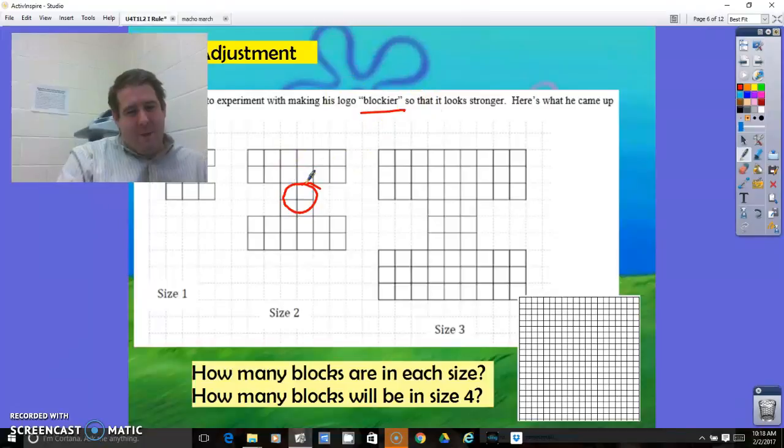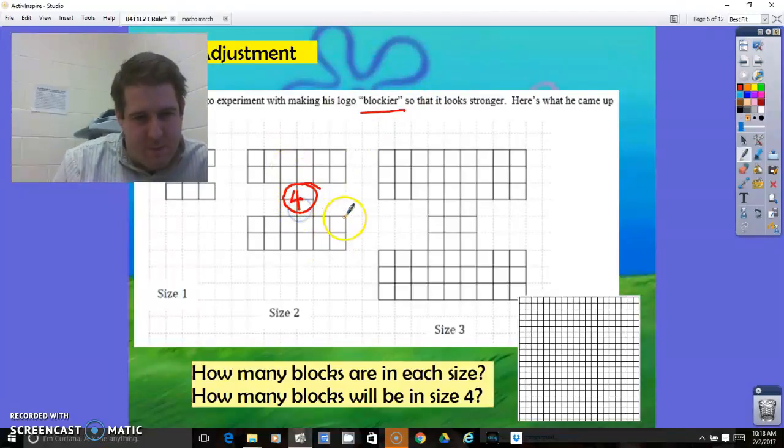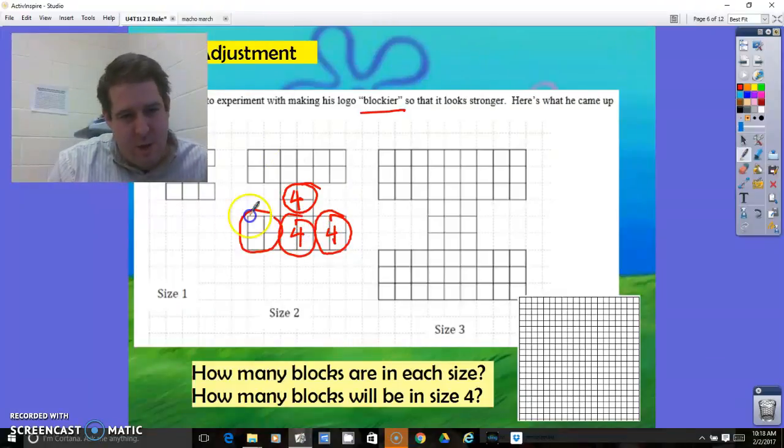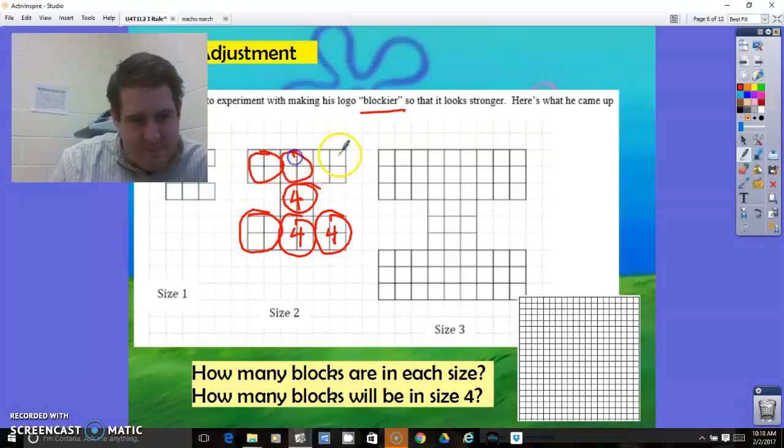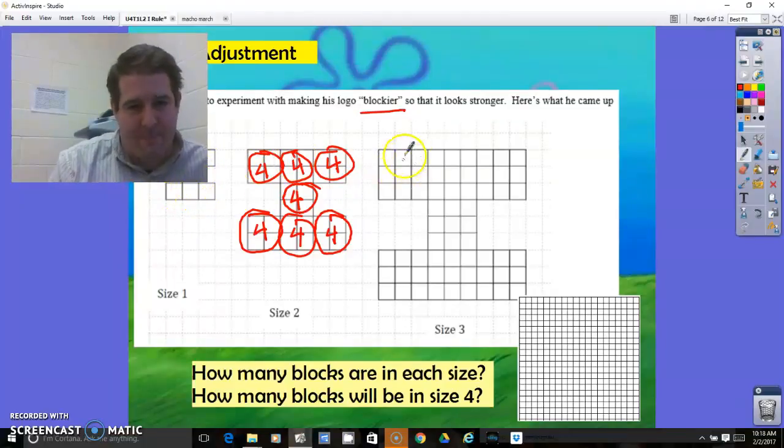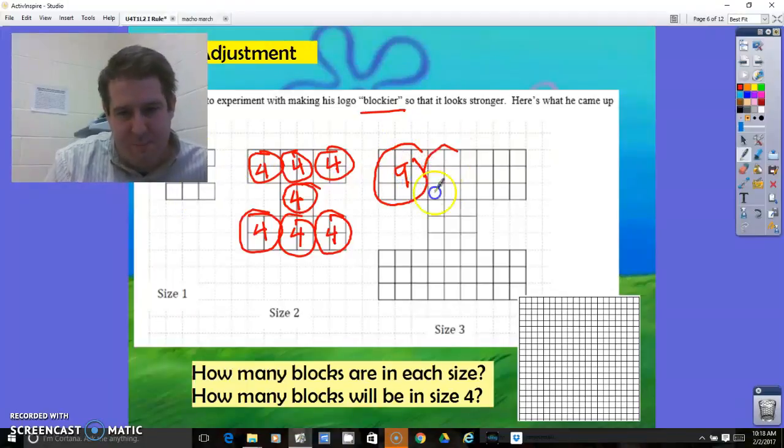So then this is 4. I'm going to break it up into groups of blocks. So this is 4 in this group, and then there's another group here of 4 and another group here of 4. And what you should notice is that there are 7 groups of 4. And then when you look back at the first logo, it was 7 groups of 1. And if you look at the third logo, it's going to be 7 groups of 9.